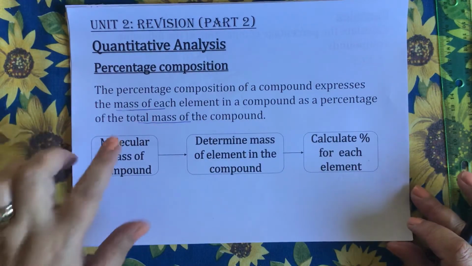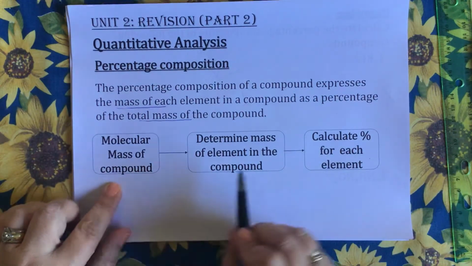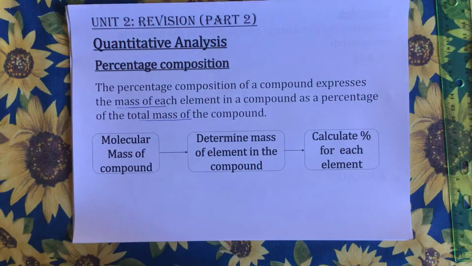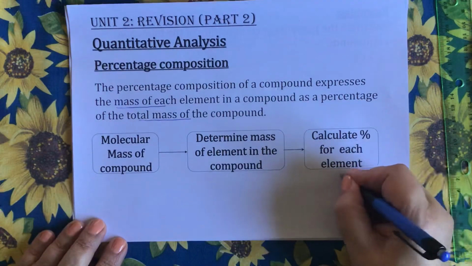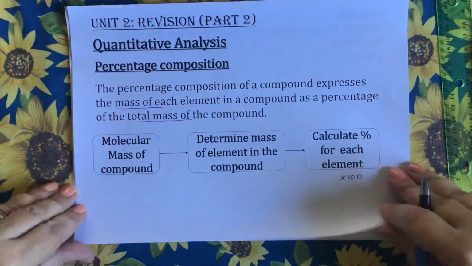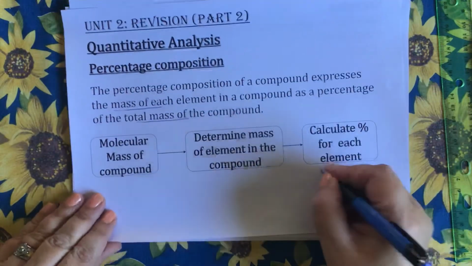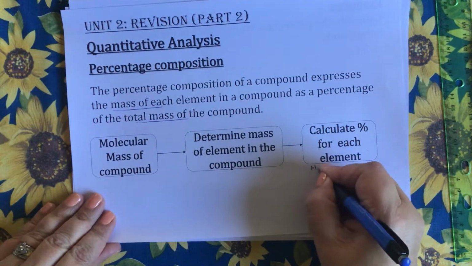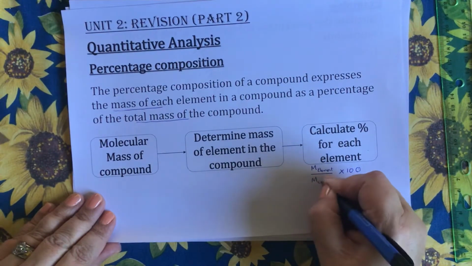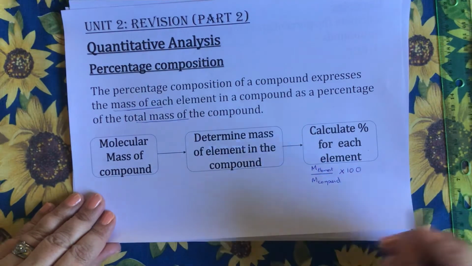So what do I need? I need the mass of the compound first of all, then I need the mass of the element, and then I calculate the percentage. Now to calculate the percentage, I basically multiply by 100. Right, and what am I going to multiply by 100? I'm going to calculate the mass of the element and the mass of the compound, and that I'm going to multiply by 100.